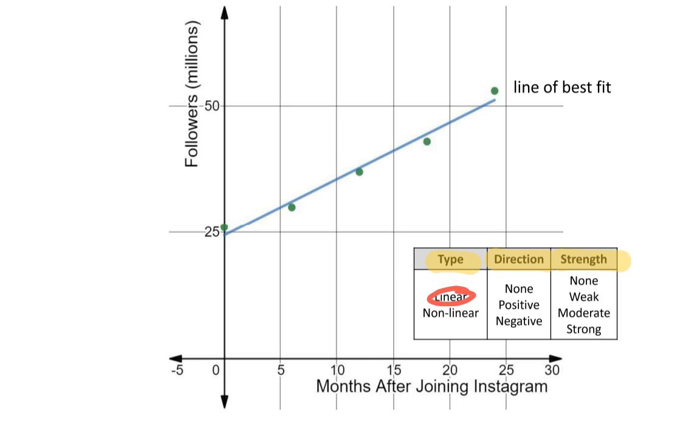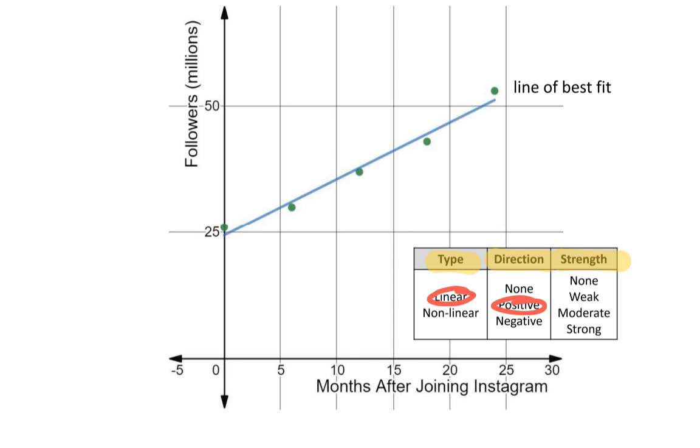Next, let's take a look at direction. Positive means your points are generally pointing upwards, and negative means your points are generally pointing downwards. Since your points are generally pointing upwards, this would have a positive direction. None would mean your points are neither pointing upwards nor downwards. Your points would be kind of flat.